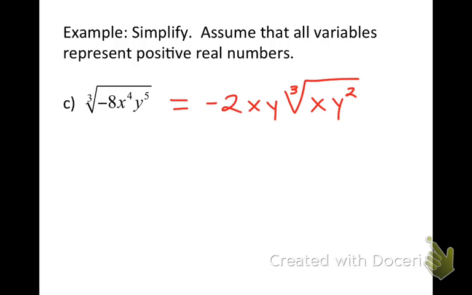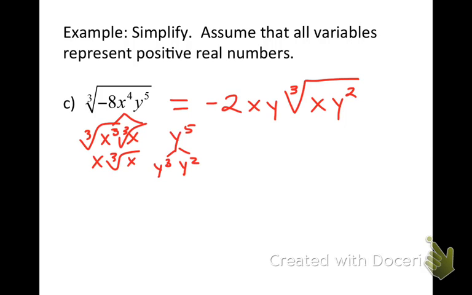Okay, if you need to make the branches, this would be x to the 3rd times x. Cube rooting it gets you 1x cube root x. If you had y to the 5th, that would be y to the 3rd times y squared, meaning that would go to your y. Cube root of y squared would stay y squared.